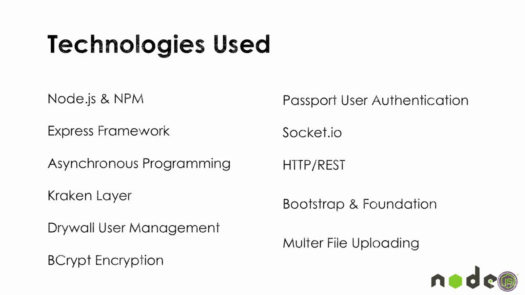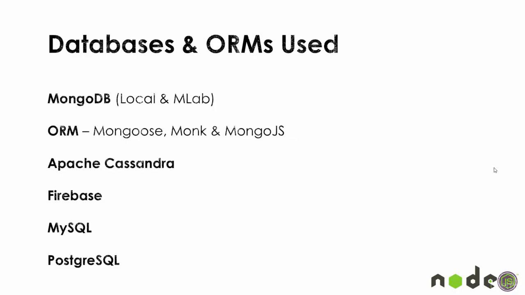Drywall, which is a user management system. Bcrypt, which can encrypt and hash passwords. Passport, which is a really flexible user authentication system. Socket.io, which allows us to take advantage of WebSockets. HTTP and REST. Bootstrap and Foundation are front-end CSS frameworks that we'll be using, and then also Multer, which is a file uploading module.